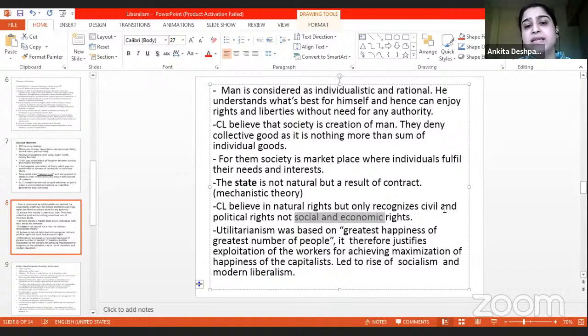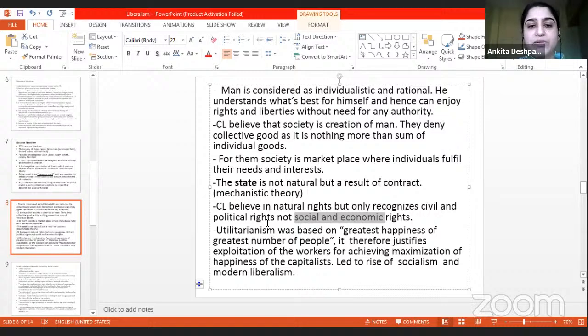So only civil and political rights are given, no social and economic rights, because I cannot treat you equally. If one person is rich in an open market, and another person is poor, I cannot treat them socially and economically equal. No. All right. So remember, classical liberals do not believe in social and economic rights. Only in civil and political rights. Because political rights are basically interference of a state, and the state is any which way limited.